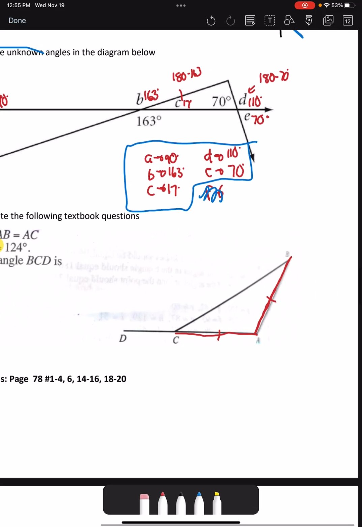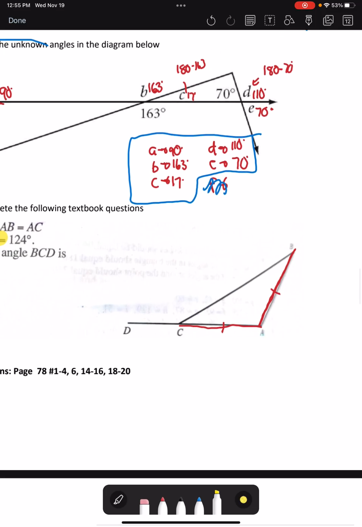So again, use your actual pencil. So BAC. That angle is 124 degrees. So then it's asking us, what is angle B? I'll use another color. BCD. So it's actually asking for this exterior angle here. So what is angle BCD? What is this angle here?